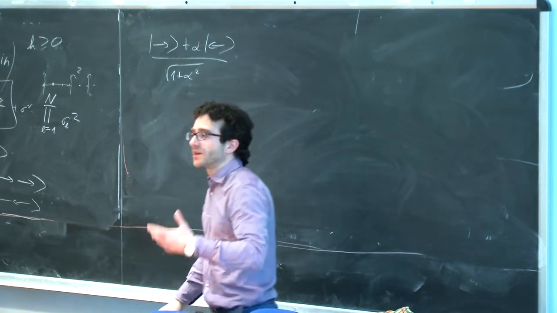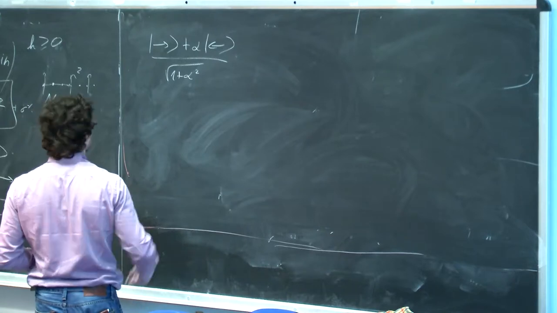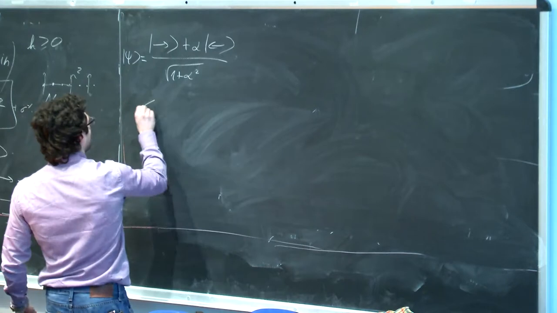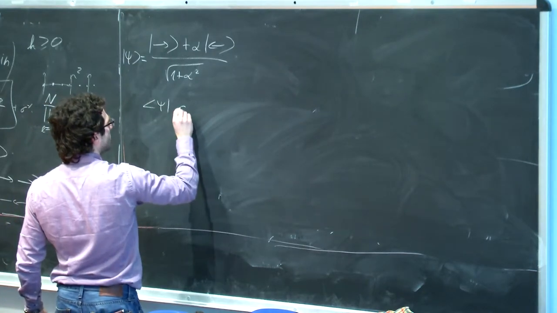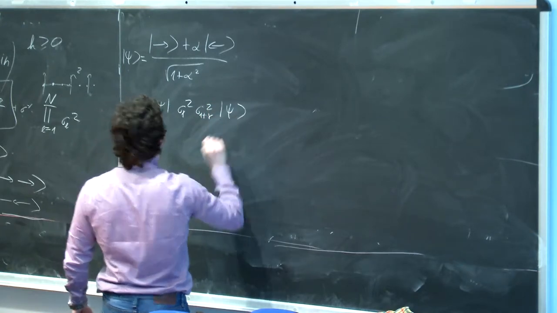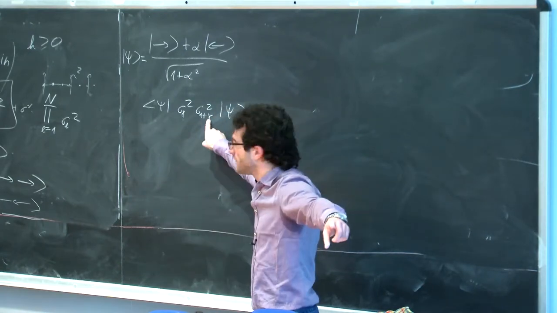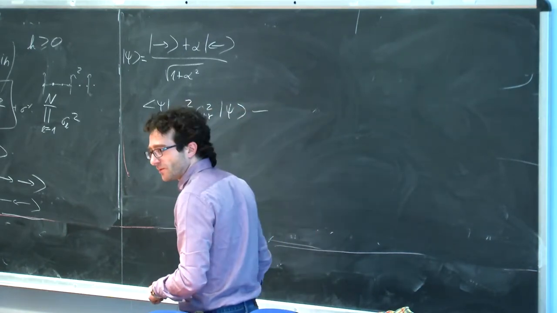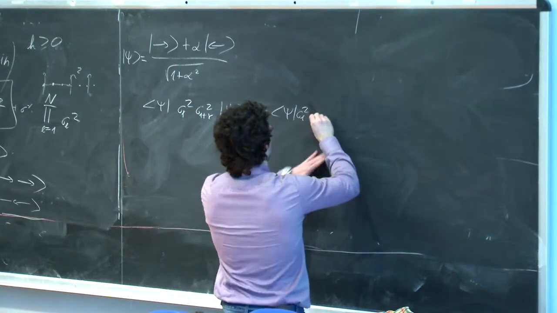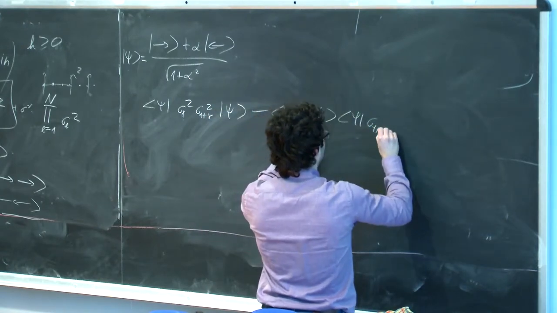And now let's compute correlations. For example, we could compute a correlation. Which correlation? Let's call this psi. And we could compute psi, sigma 1 z, sigma 1 plus r z, psi. Okay. So this is the correlation between two spins at distance r. And then I remove from this term the value of the spin at position 1, psi, position r.